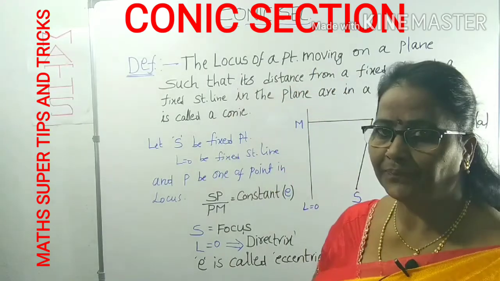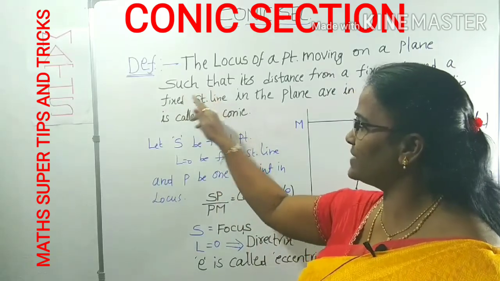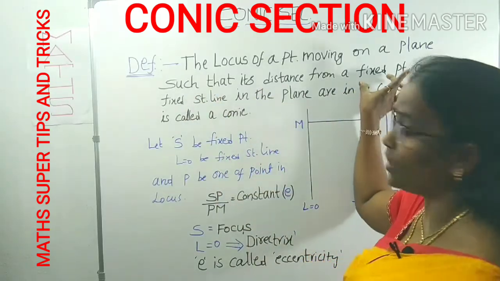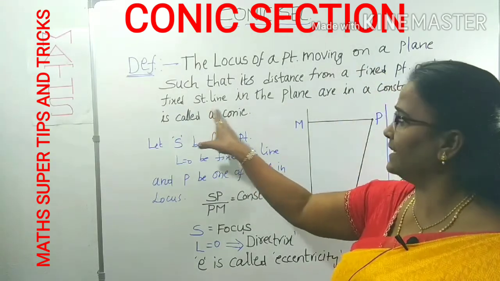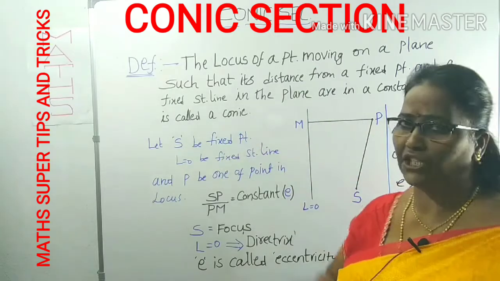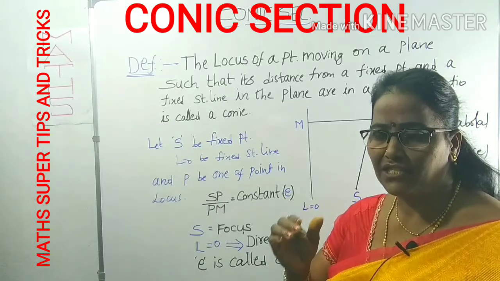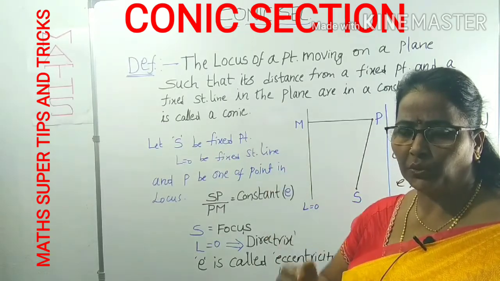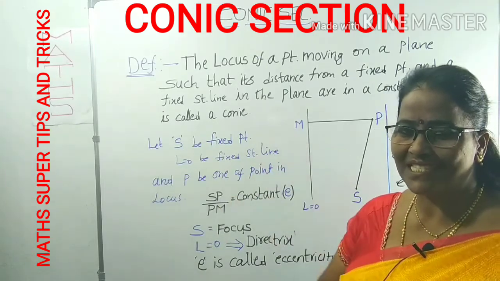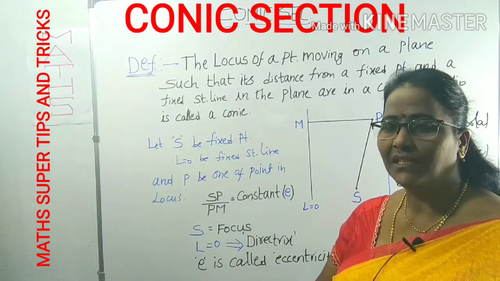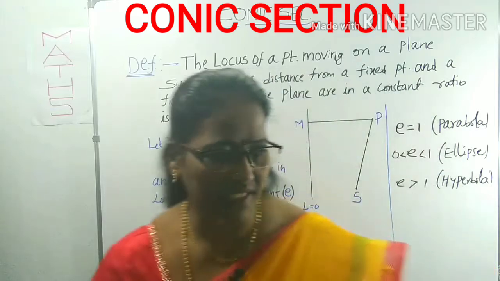moving on a plane. Locus of a point means set of the points moving on a plane such that its distance from a fixed point and a fixed straight line in the plane are in constant ratio. Means its distance is in constant ratio. The distance from a moving point to the fixed point and the distance from the moving point to the fixed straight line is in the constant ratio. Such type of points form a conic section. Is it clear? What is a conic section?